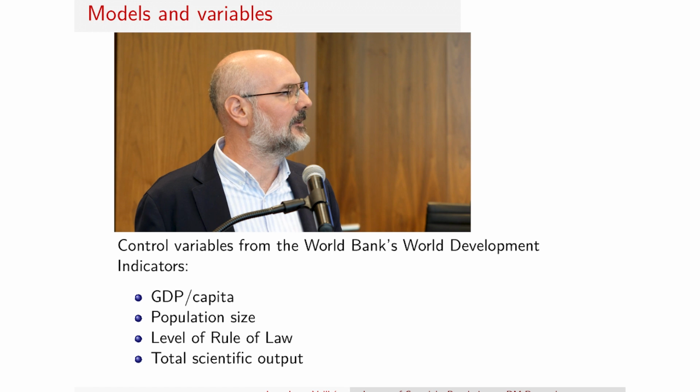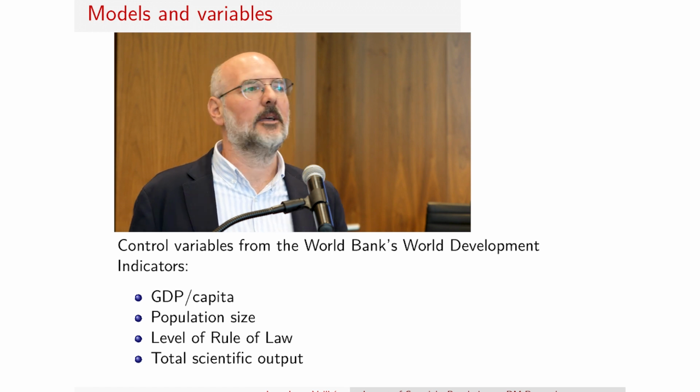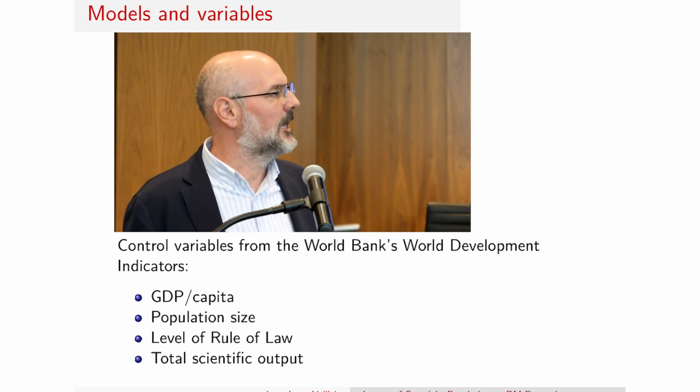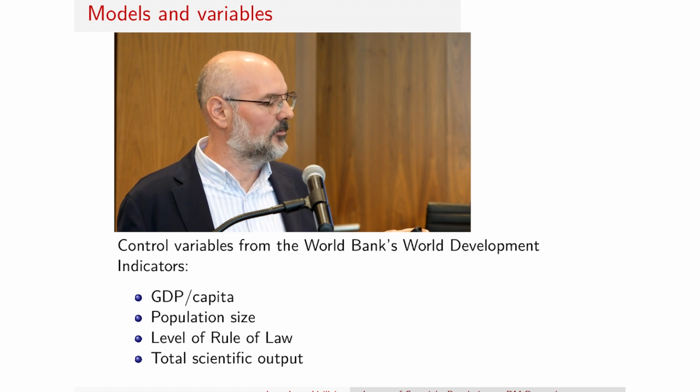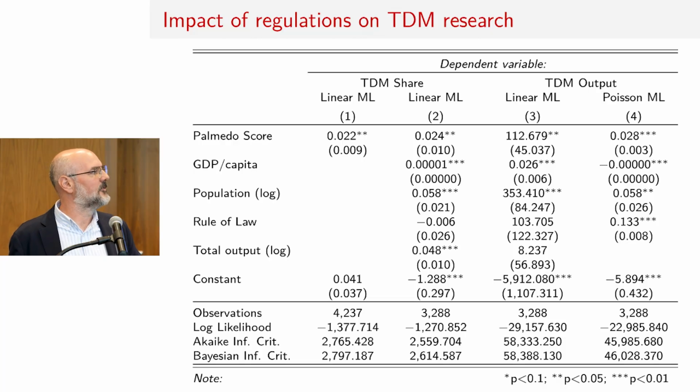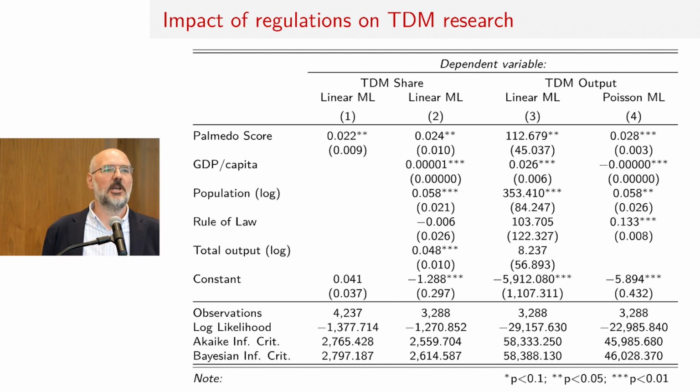All this data came from the World Bank indicators and was merged into our data set, and then also the total scientific output when the model required that. So these are the main results. I will not bother you with all the coefficients, but the first column represents the first model, in which we just used Mike's score as the main independent variable. If you compare that model with the second column, which is the same model but using the control variables, the coefficients do not change very much.